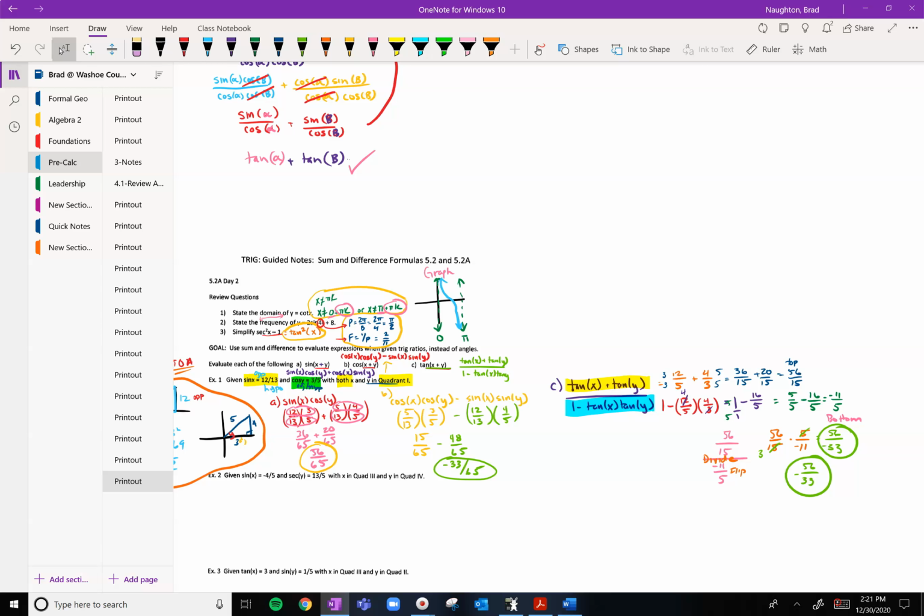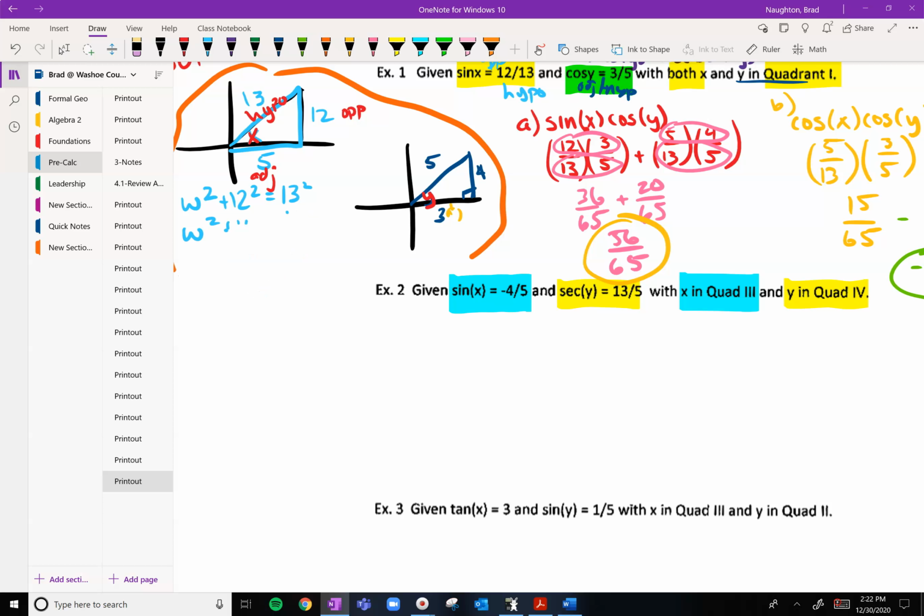So in example 2, again, they're giving us a sine of x, which is wonderful. And they're giving us a secant, so that's a little bit different there, of y. And I noticed that x is in quadrant 3. So that's going to tell us something about the signs of everything. And then y is in quadrant 4. So let's go ahead and draw those out real quick. So erase all this just so it's not so cluttered here.